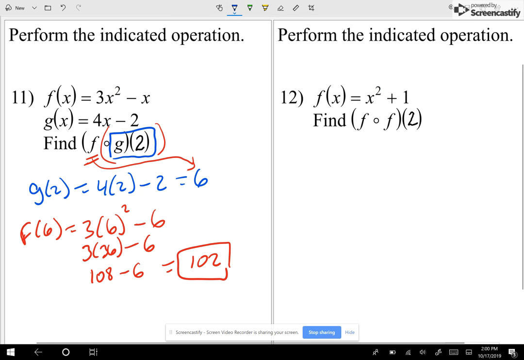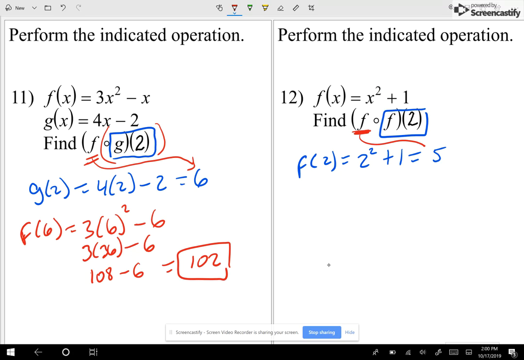Same thing with number 12. I'm going to start on the far right, f of 2. So I'm using the function f and saying that value of that variable is 2. So I'm looking at that as 2 squared plus 1 should give me 5. Now I'm going to do f of 5. That is 5 squared plus 1, better known as 26.